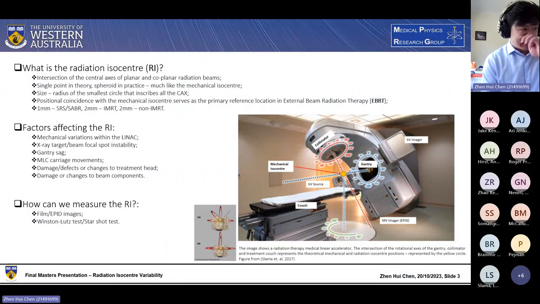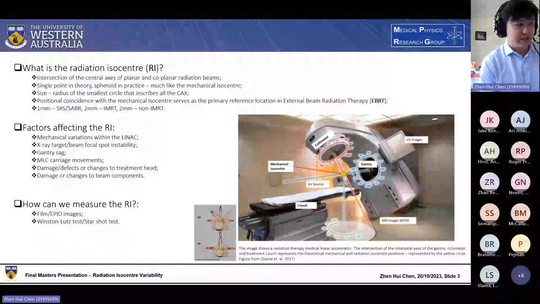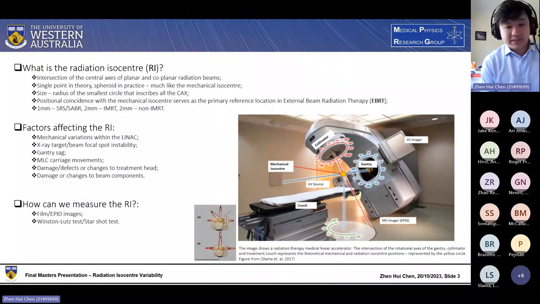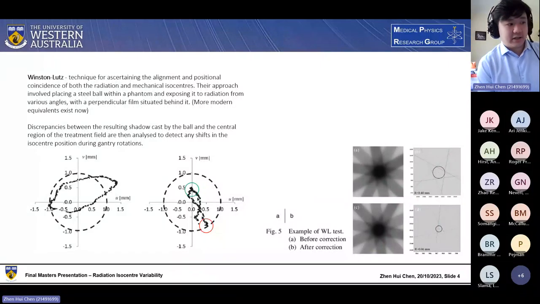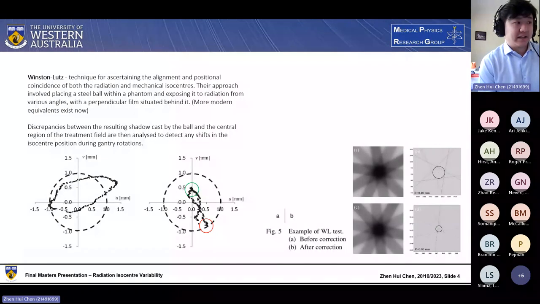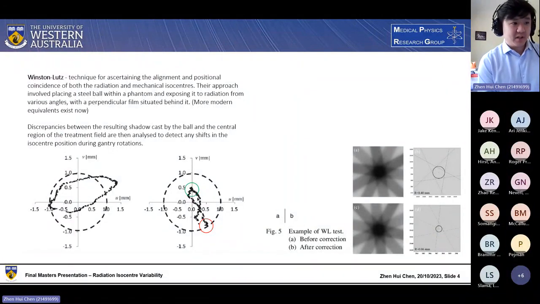So how do we measure the radiation isocenter? It used to be done through film. Now it's usually done through EPID. And we have two methods, the Winston-Lutz test and the starshot test. For the Winston-Lutz test, if I could draw your attention to the image on the bottom left, it's a technique for ascertaining the alignment and positional coincidence of both the radiation and mechanical isocenters. It basically works by placing a steel ball within a phantom, and after exposing it to radiation, the film, though film is not used anymore, we have modern equivalents, the discrepancies of the shadows being cast onto the detector are then analyzed.